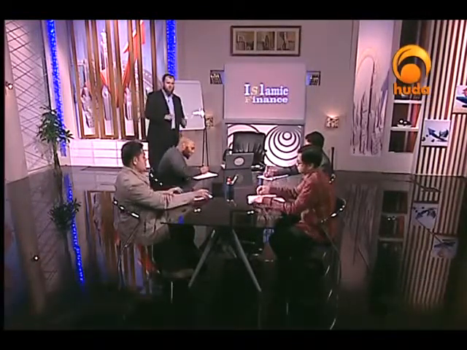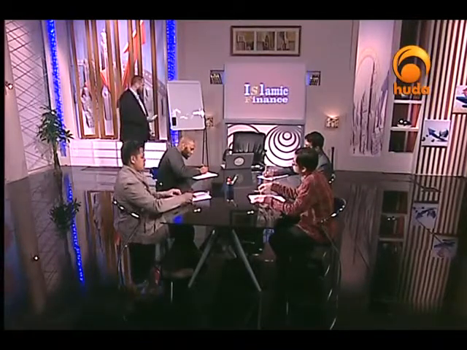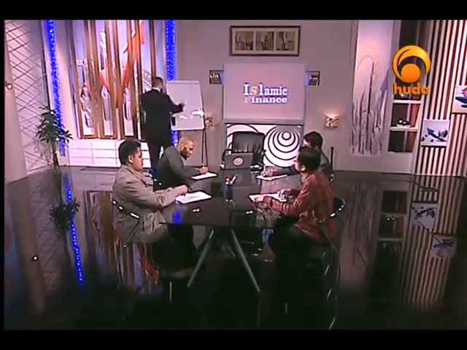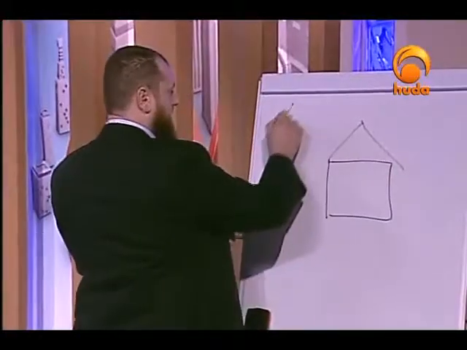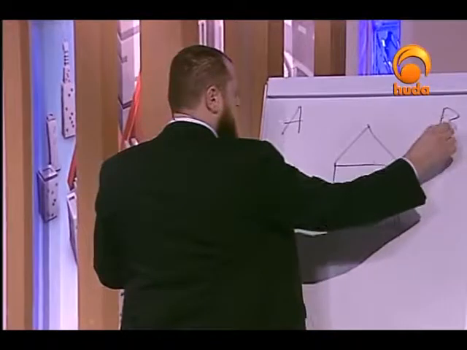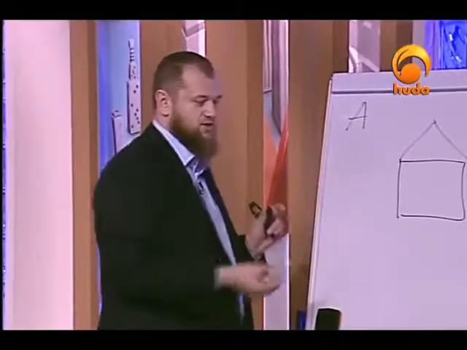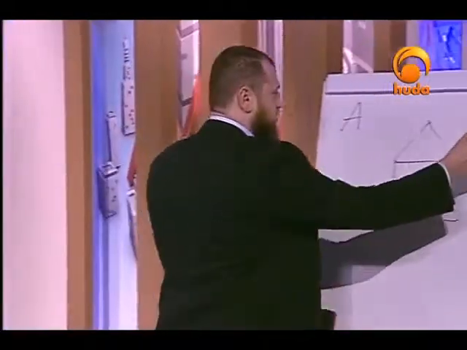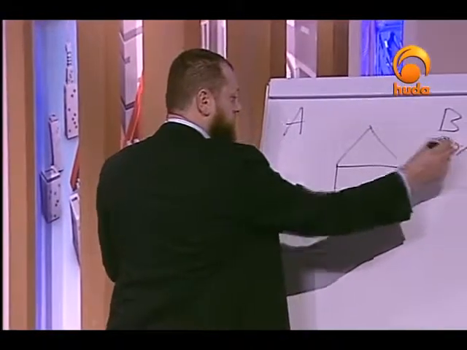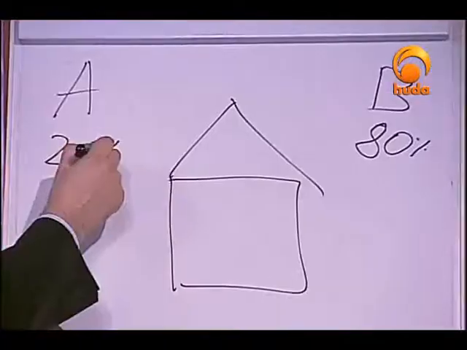So what can you remember from the last time? What were the key features when we want to buy the home? We say we want to buy a home, A and B, B being the bank. What were some of the key features we said from the last time? There is Musharaka, diminishing Musharaka, and then you lease it. Yep. So initially 80% was owned by the bank and 20% by the customer.